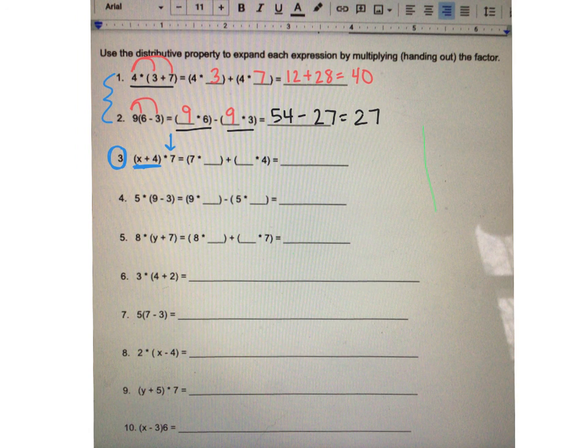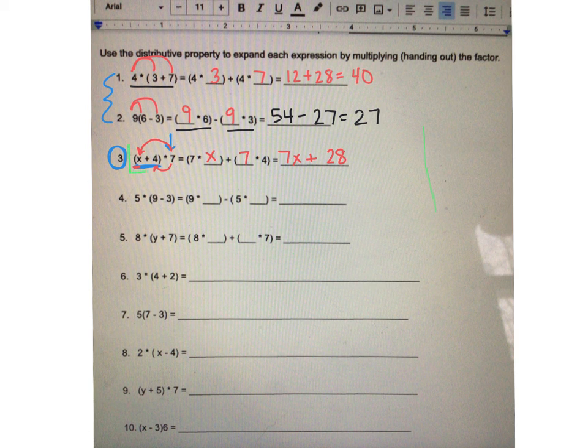So I'm going to hand it out to the, I remember I always work left to right in math. So I'm going to go to the very first term in my parentheses. I hand the 7 out to the x first. I don't go straight to the 4. I have to go to the x. Then I'm going to take the 7 times the 4. And I can rewrite 7 times x as 7x plus, I could take 7 times 4 and get 28.